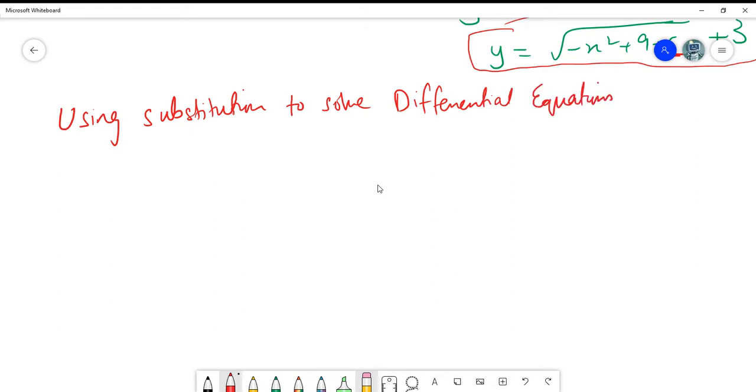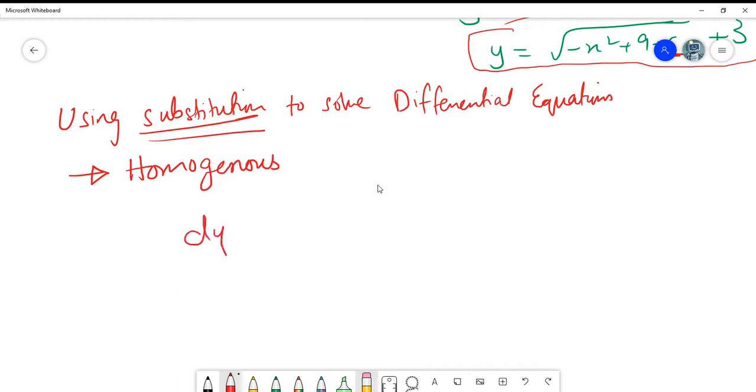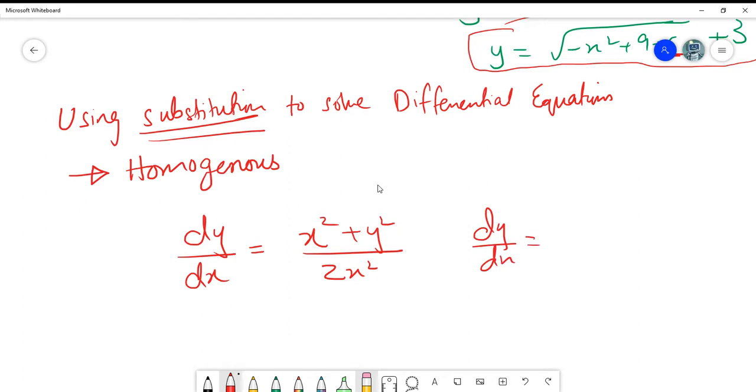Now, as far as this technique of substitution is concerned, one thing that needs to be made sure of is that the equation has to be homogeneous. Now, what does a homogeneous differential equation imply? Well, it's simple. If I write a differential equation, let's suppose dy by dx equals, let's say, x squared plus y squared over 2x squared. Now, as you can see, this dy by dx is a function of x and y.